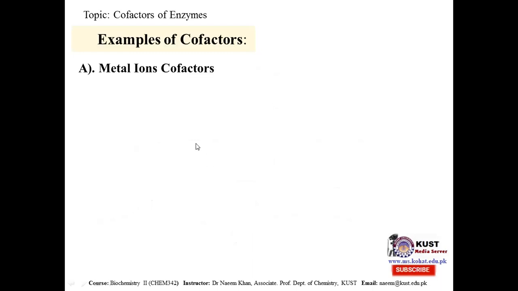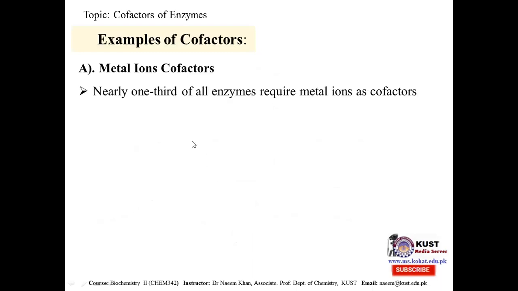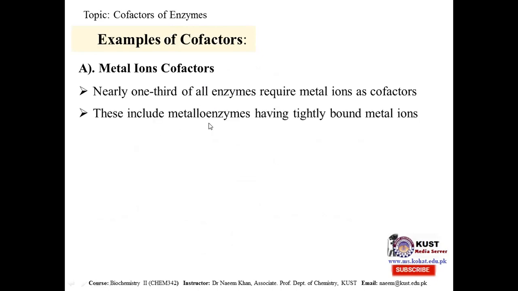Some types of the cofactors. The first type is the metal ion cofactors. Remember, in humans, more than 1/3 of all enzymes require metal ions as cofactors. Metalloenzymes: 1/3 of enzymes require metal ions for their catalytic activity. In this case, the metal ions are tightly bound to the enzyme for the catalytic activity.